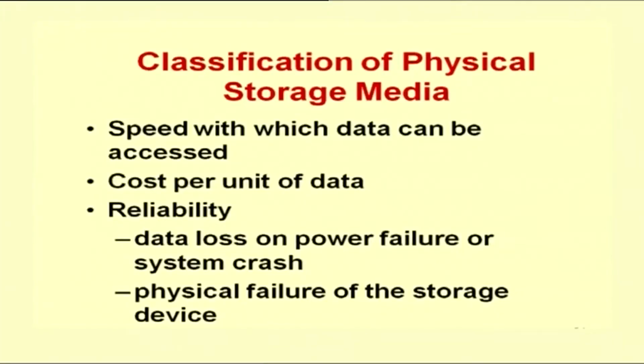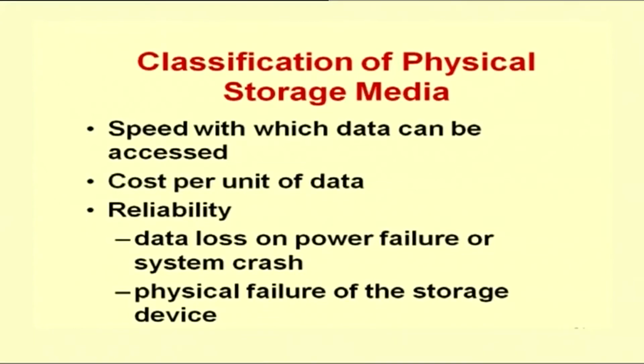One is the speed with which data can be accessed, which is very important, and also the cost per unit of data, and also the reliability. So, there are 3 parameters: speed, cost and reliability. Reliability means data loss on power failure or system crash, and physical failure of the storage device itself. Sometimes it need not be because of power failure, it may be because of the physical failure of the storage. So, all these parameters will decide which storage media is selected.